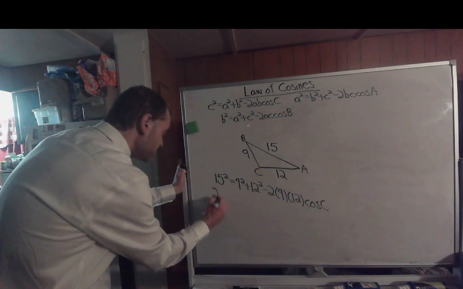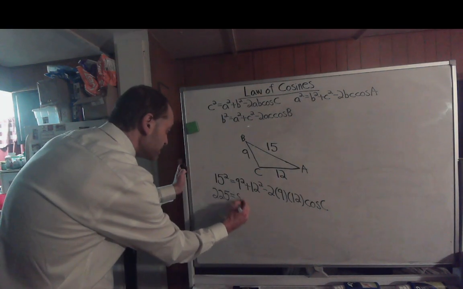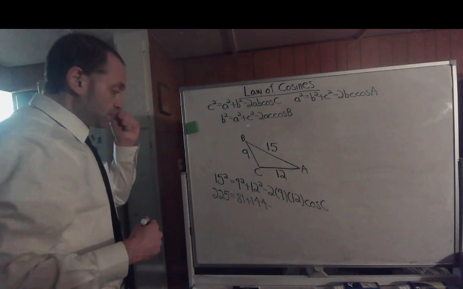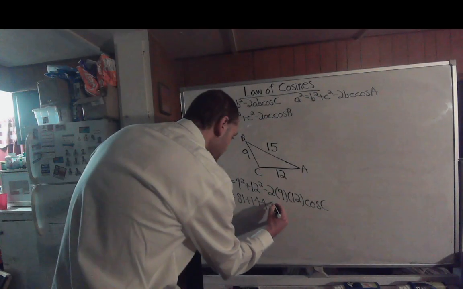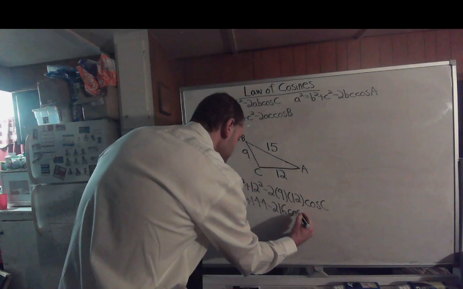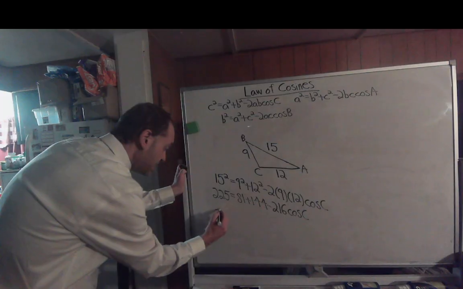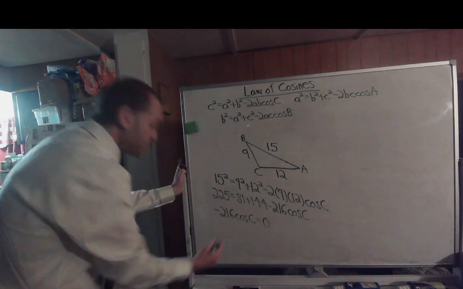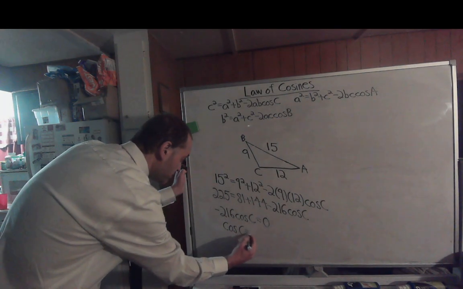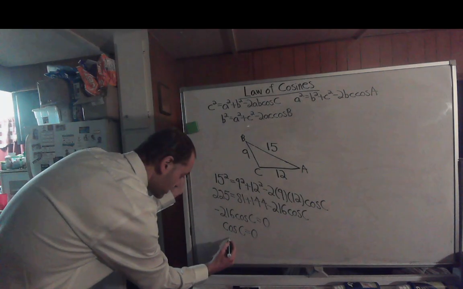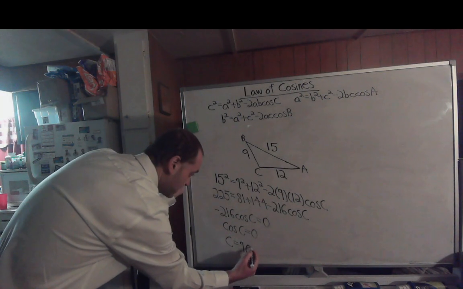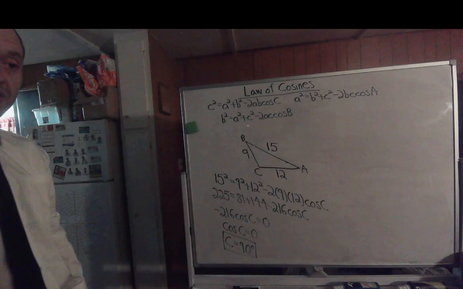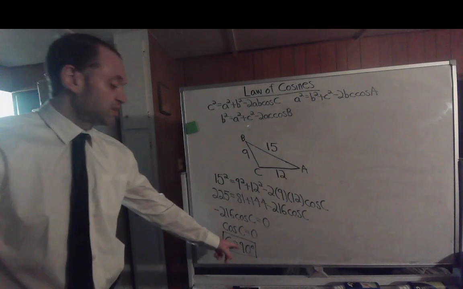Okay, so that means 225 equals 81 plus 144. So 9 times 12 is 108 times 2. That'd be minus 216 times the cosine of C. So that actually means that negative 216 cosine of C, well, what do you know? That's actually going to equal 0. So that means the cosine of C equals 0. If you take the inverse cosine, you'll get that C equals exactly 90 degrees. So this actually does turn out to be a right triangle, but we still have to solve for the other two angles. So angle C is exactly 90 degrees.